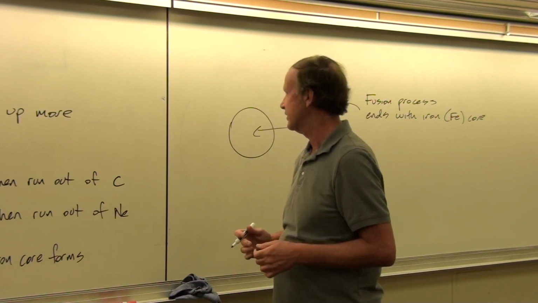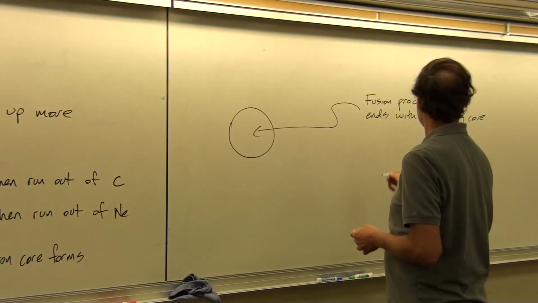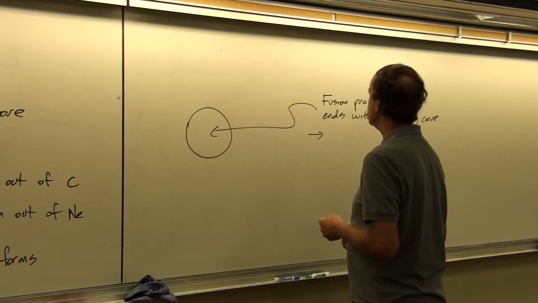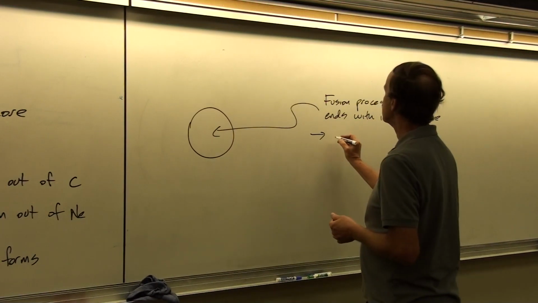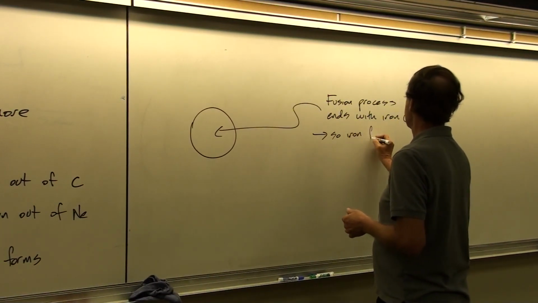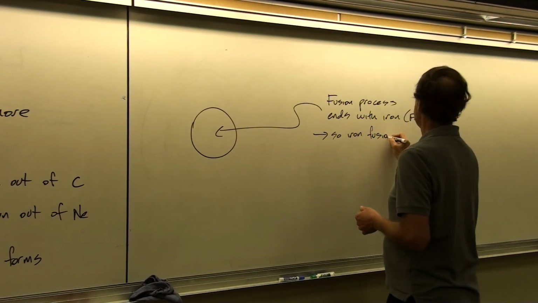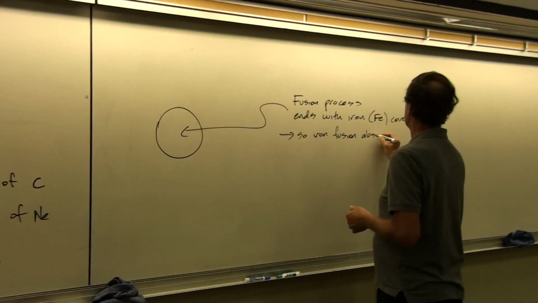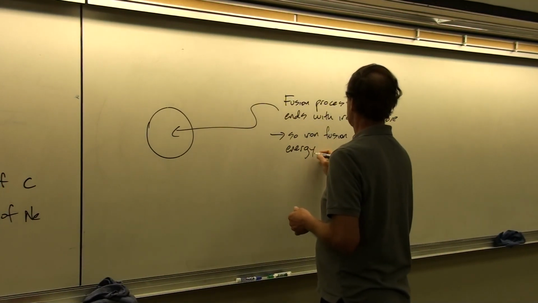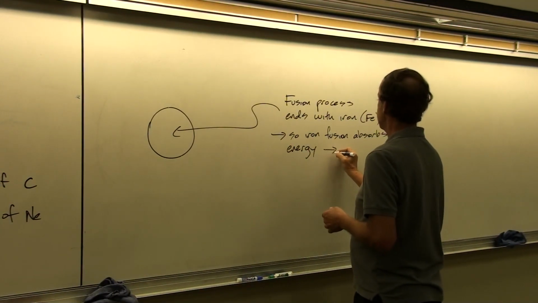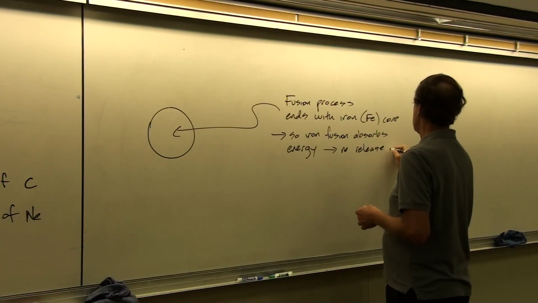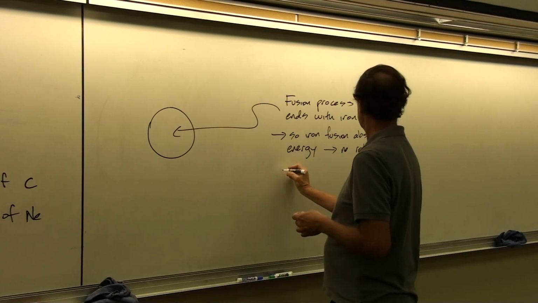in a fusion reaction. And so if iron is the most stable element, that means that iron fusion doesn't release energy, it absorbs energy. If there's no energy release, there's nothing to fight against gravity.